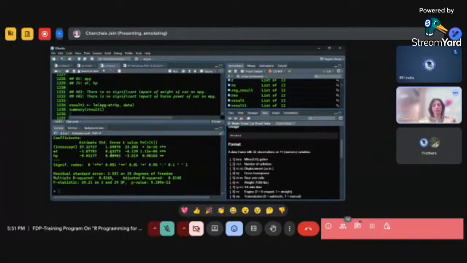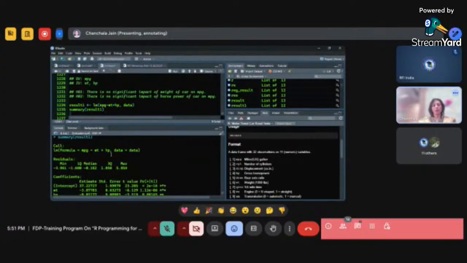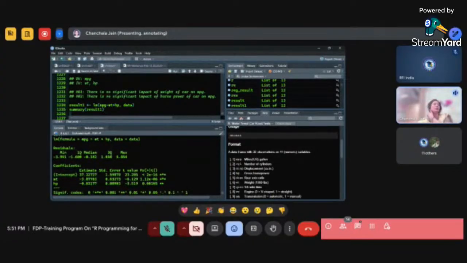You can see so many things you are getting here. So firstly I'll talk about the residuals. Whatever the residuals coming on the basis of this data, you can see the minimum residual value is minus 3.941. The first quartile of the residual values is minus 1.6. Median of the residual is minus 0.182. Third quartile value is 1.05. And the maximum value of the residual is 5.854.